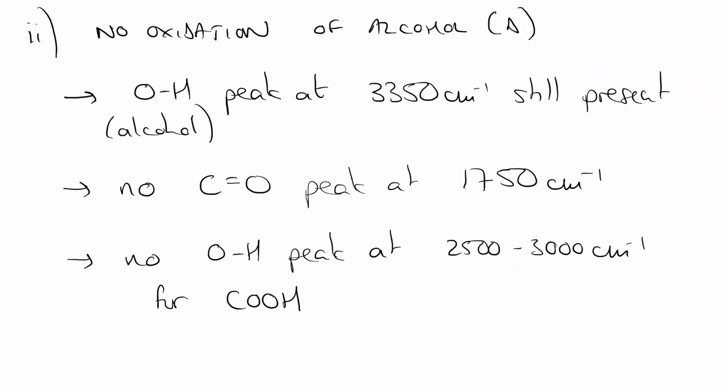And for D part 2, we want to use the infrared spectra as evidence that no oxidation has taken place. The first is that the OH peak at about 3350, the broad peak, is still there, saying you've still got an alcohol. Had it been oxidized, you would have had a carbonyl peak at 1750, which isn't there. And had it gone all the way to a carboxylic acid, not only would you have the carbonyl peak, you'd also have the OH peak from the carboxylic acid.